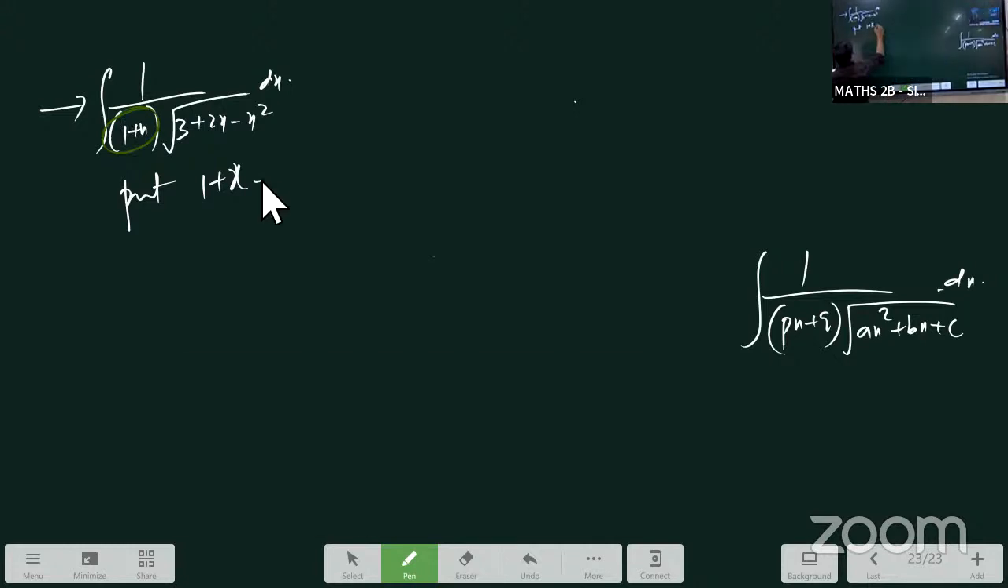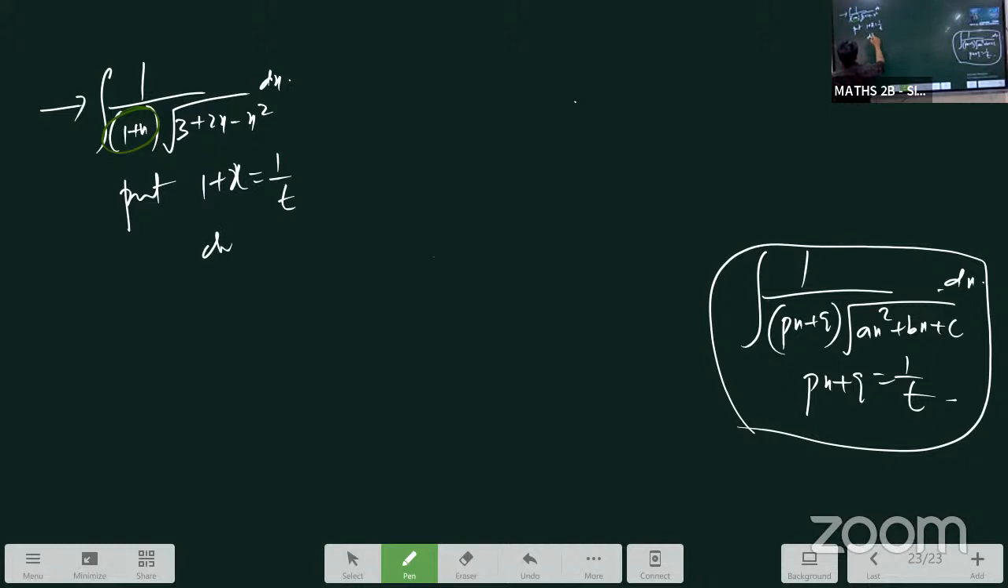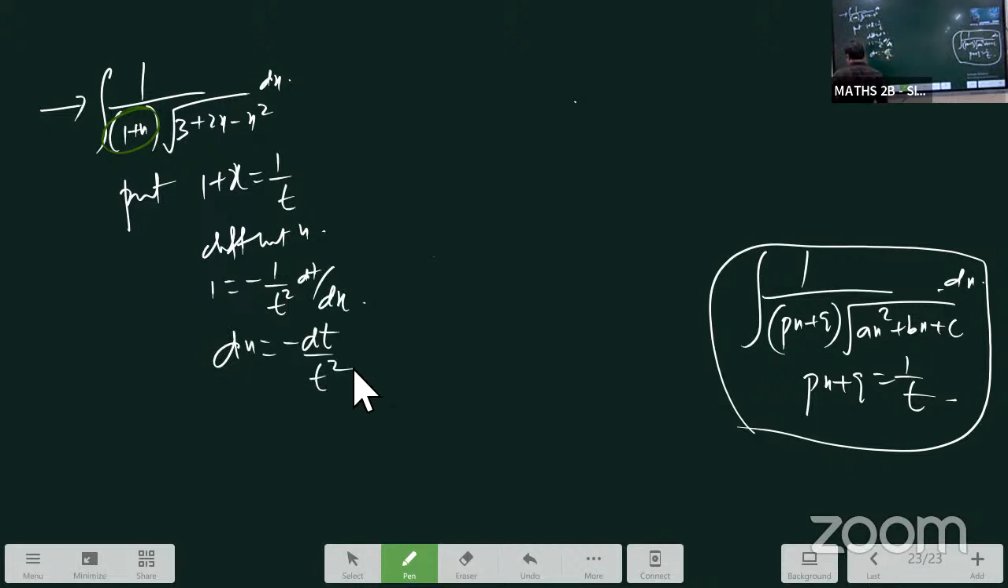Put this 1 plus x equal to 1 by t. This is your important substitution. So here, always the working rule will be px plus q equal to 1 by t. This is your working rule when it is in this form. Is it clear, everybody? Right. Now, differentiate with respect to x. Then 1 is equal to minus 1 by t square dt by dx. Then dx is minus dt by t square.